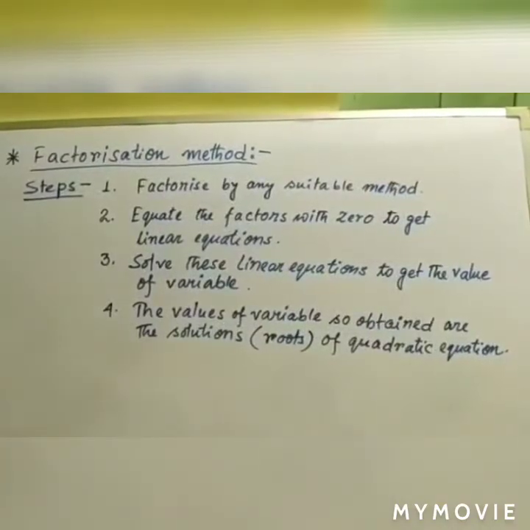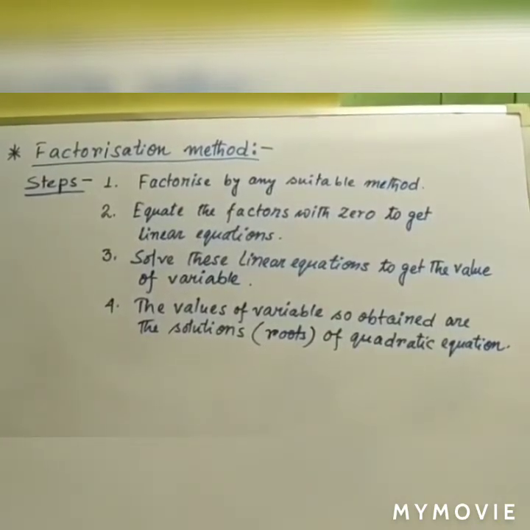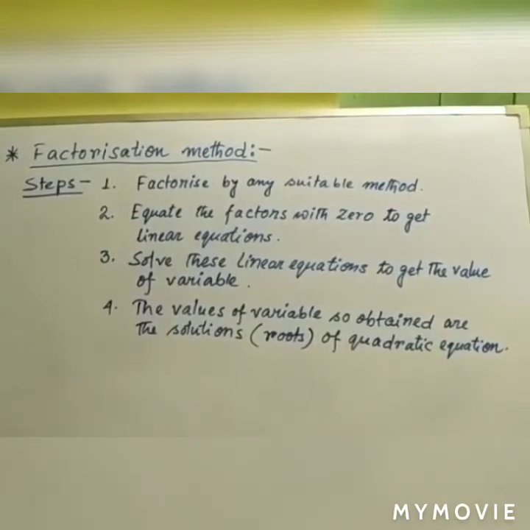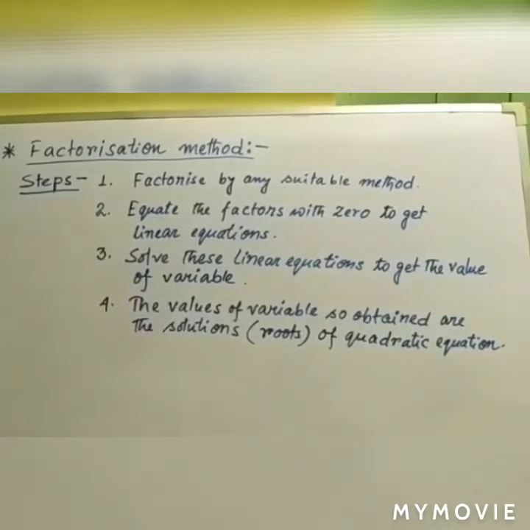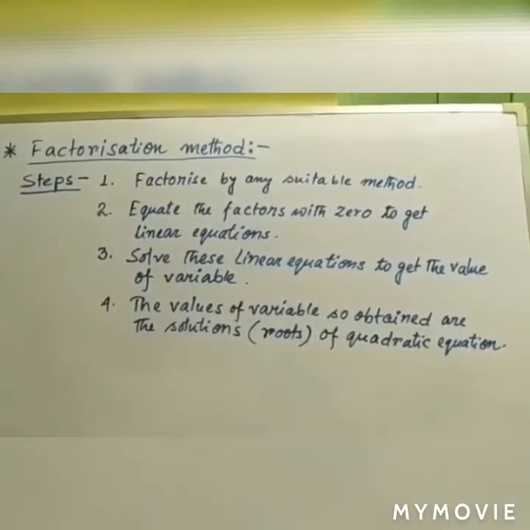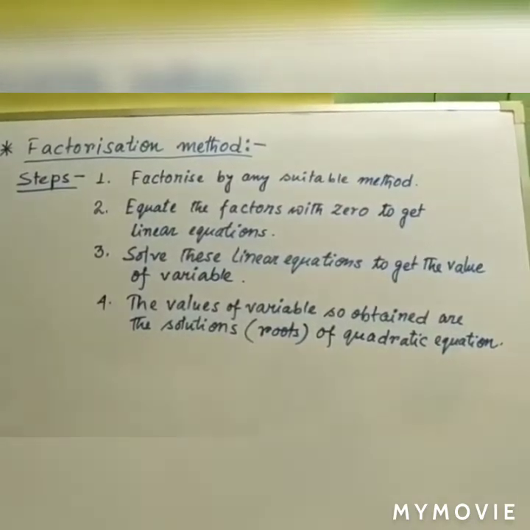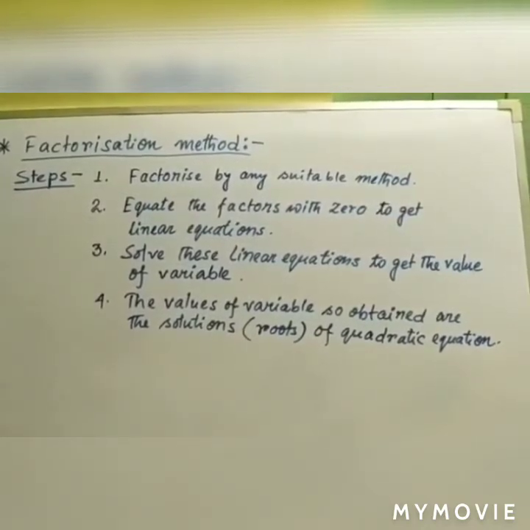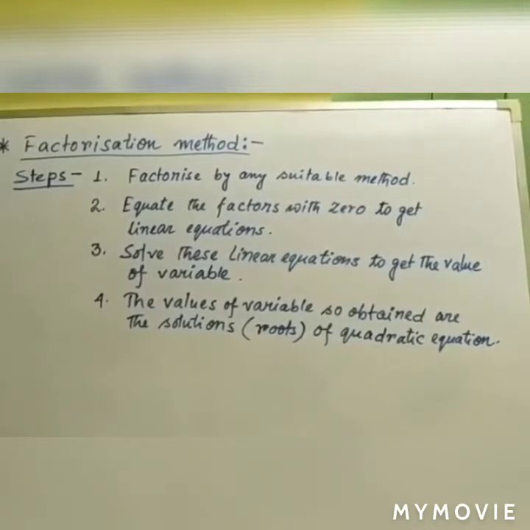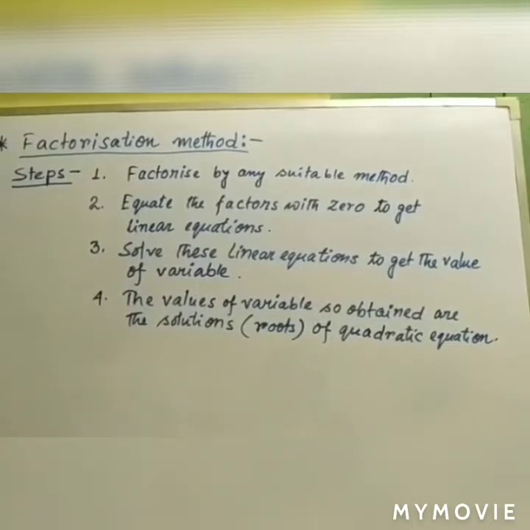Here you can see the factorization method. You have done factorization in previous classes also. So you need to follow some steps. Step 1 says factorize by any suitable method. Whatever quadratic equation is given, you need to find its factors by any suitable method. You have a variety of methods, using identities of squares and cubes. You also know about middle term factors and vanishing factors. You can apply these for finding the factorization also. So you need to factorize first by any suitable method.